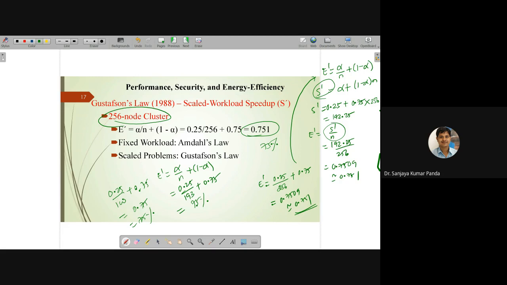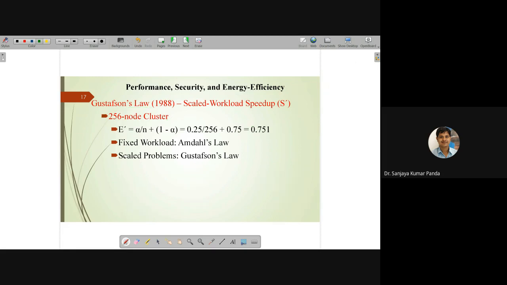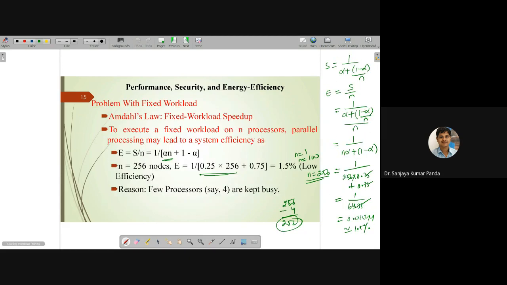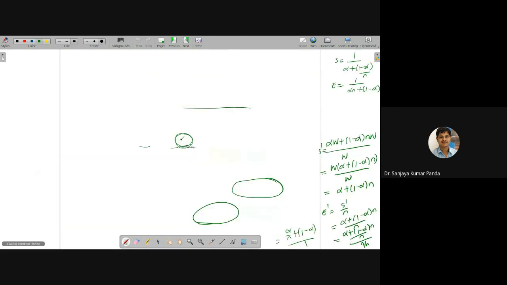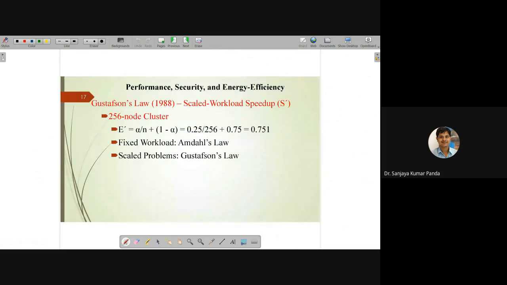So what is the conclusion here? You can see earlier you got the efficiency of only 1.5%. But in this case, the efficiency has increased to 0.751. That's why the main conclusion is that if there is a fixed workload, you can go for Amdahl's law. If there is a scaled problem or scaled workload, you can follow Gustafson's law. In this way, you can calculate.